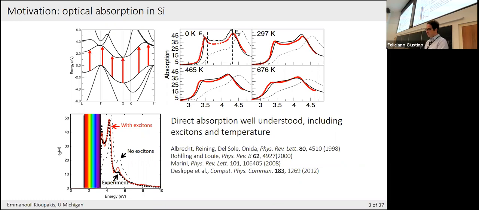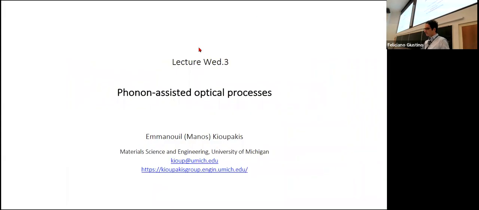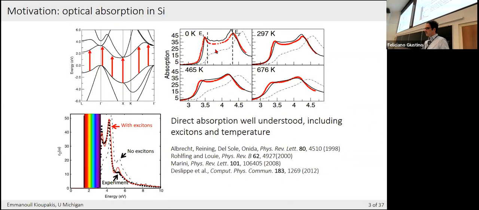So what we see here is if we use a code like BerkeleyGW to calculate the direct optical spectra of silicon, including quasi-particle and excitonic corrections, we get a pretty good agreement between theory and experiment. And not only that, but also if we factor in the temperature broadening of the states by electron-phonon interactions, we can also obtain the broadening of the states. So everything looks great, right? So why do we need phonons?